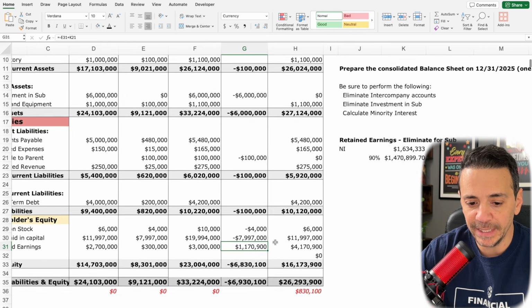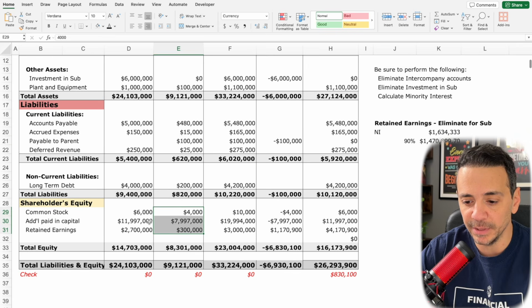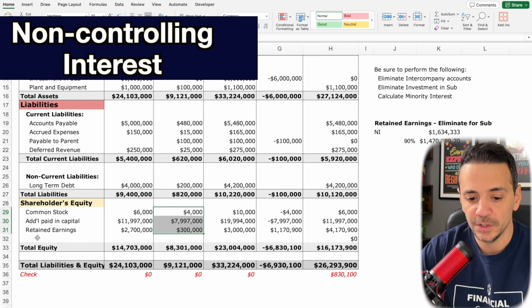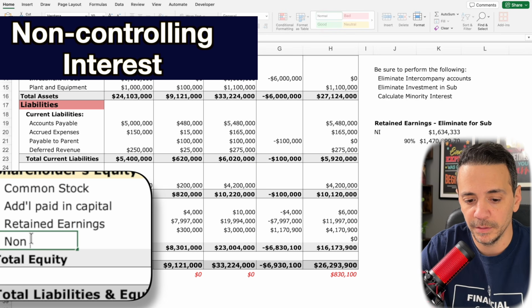Okay, so we eliminated the equity accounts of the subsidiary right here. And now the final step in this elimination process is to record what we call non-controlling interest. So we're going to add an entry here. I'm going to call it non-controlling interest.